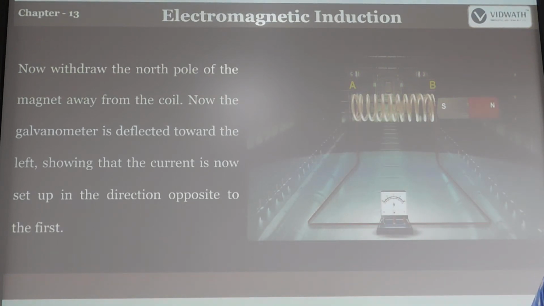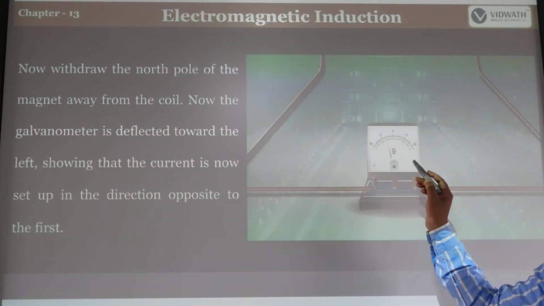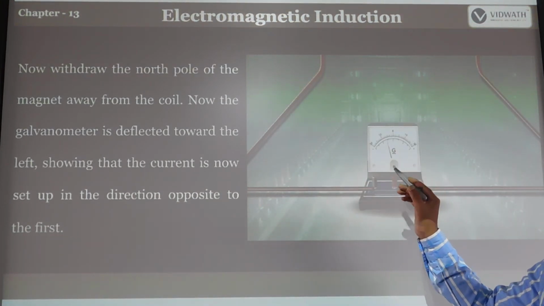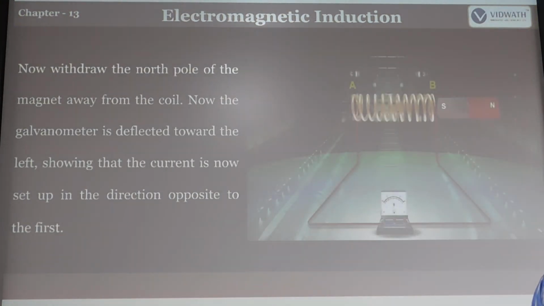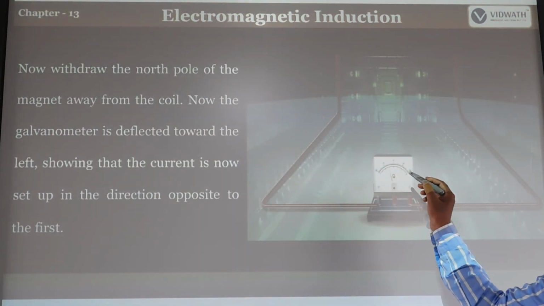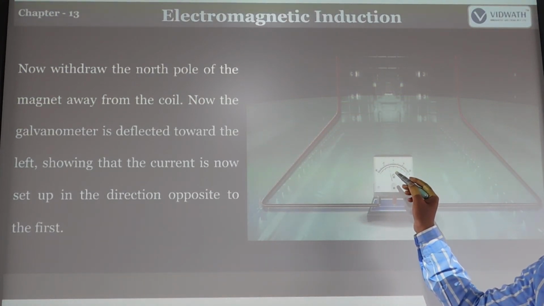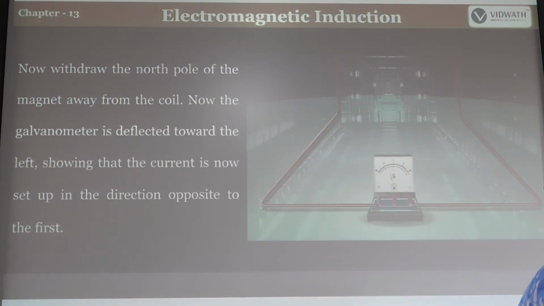Now we draw the north pole of the magnet away from the coil. What happened? The galvanometer is now deflected towards the left side, showing that the current is now set up in the direction opposite to the first one. It shows the deflection on the left side.